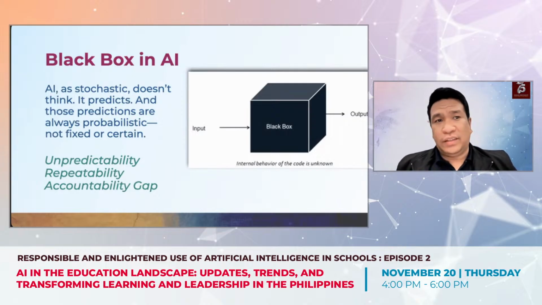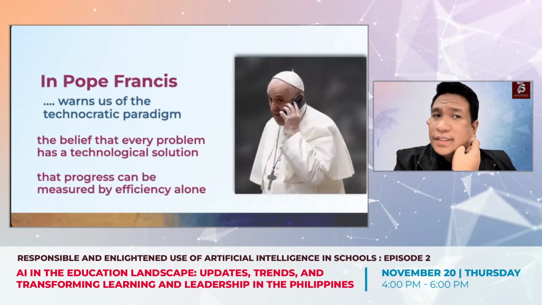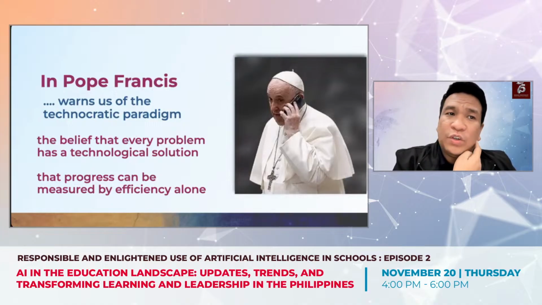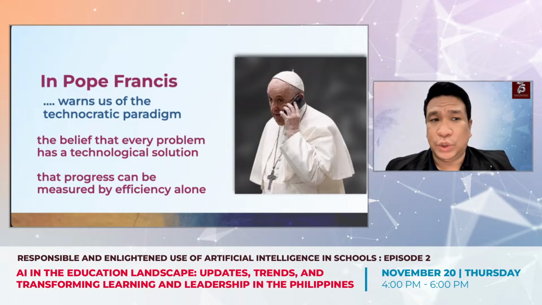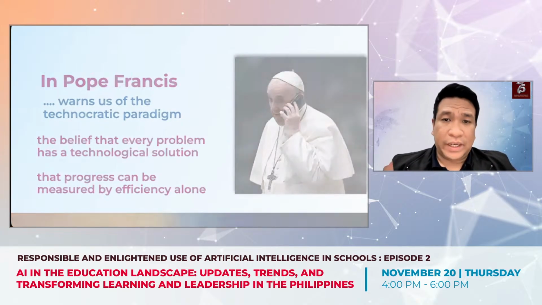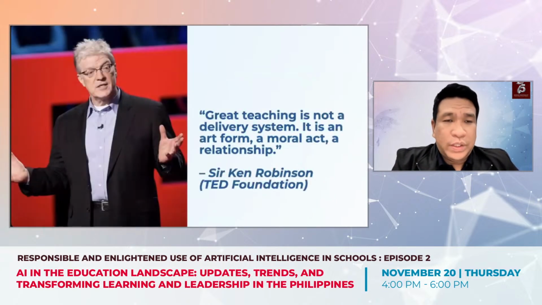Okay? So that's how we understand the black box in AI phenomenon. So in the document of Pope Francis, he warns us of the technocratic paradigm, the belief that every problem has a technological solution, that progress can be measured by efficiency alone. But learning from Sir Ken Robinson, we know that great teaching is not a delivery system.